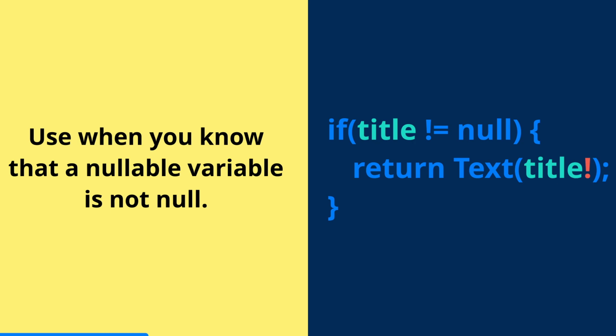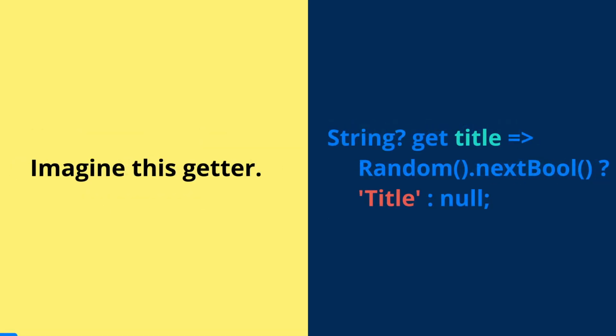You might look at this code and ask, but why can it fail? I'm checking it right in the line before. Yeah, sure. But now imagine that title would have this getter implementation. The if check line could return the string title, but the next line could return null instead, right?